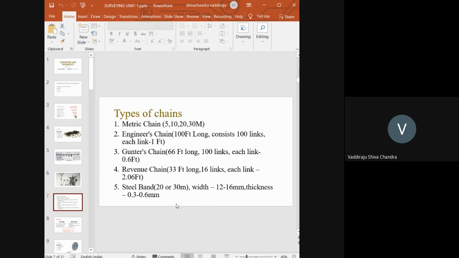The width is 12 to 16 mm and the thickness is 0.3 to 0.6 mm. These will all be part of your viva questions. Okay. What is the least count of metric chain? 0.2 centimeter, 0.2 meters or 0.20 centimeters.